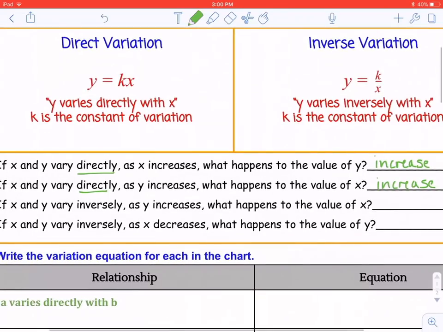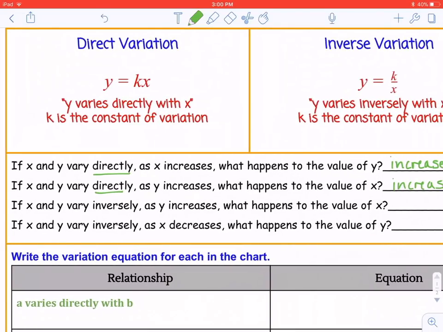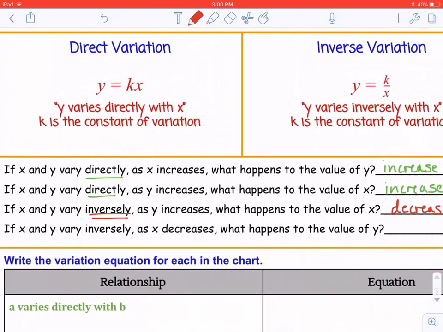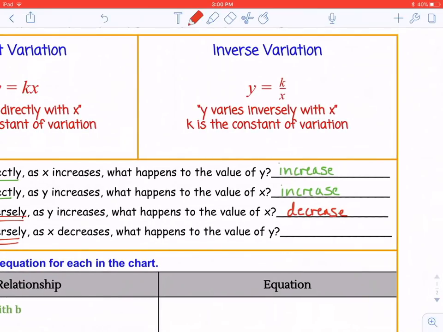And then in the next statement, it says if x and y vary inversely, so inversely means they do the opposite. So as y increases, what happens to the value of x? It would decrease. And then it says if x and y vary inversely again, as x decreases, what happens to the value of y? So it would increase, because inverse means they do the opposite.